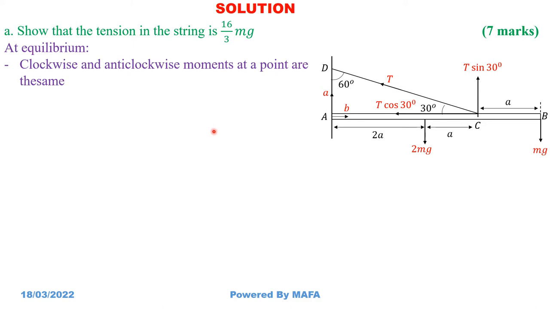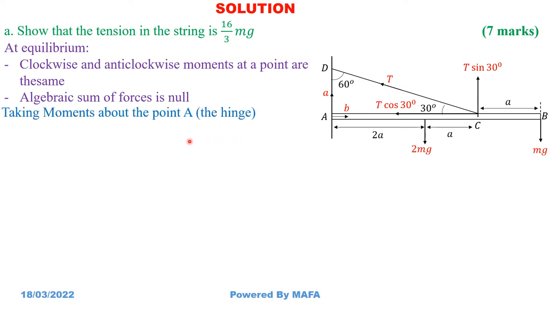First point, the clockwise and the anti-clockwise moments at a point are always the same. Second point, the algebraic sum of the forces is null. We are going to apply these two conditions, but for the first case we are just going to apply the first condition. So let's see how it goes. Taking moments about the hinge, which is A, about the point A.